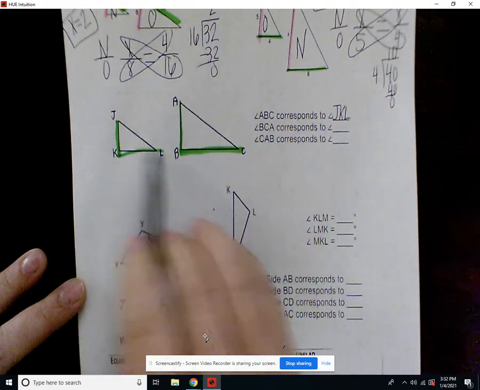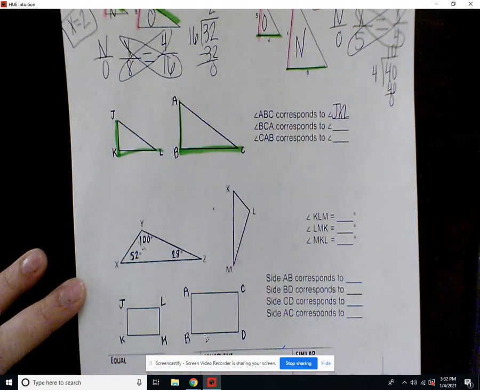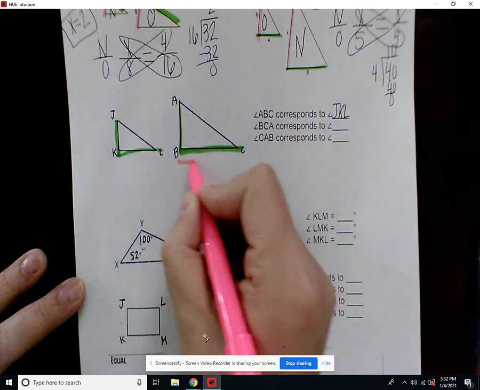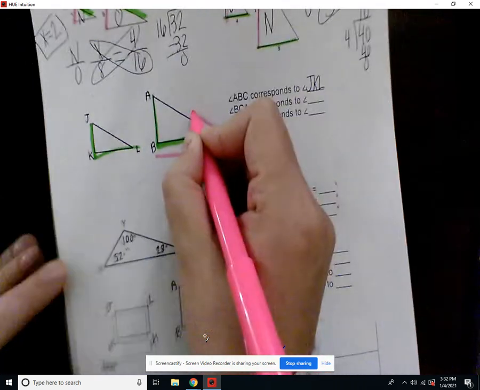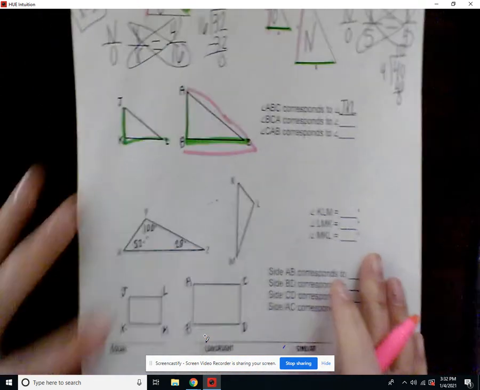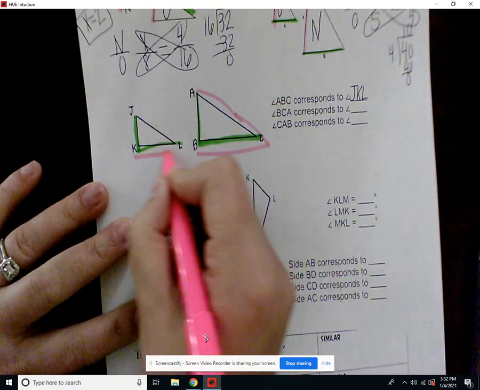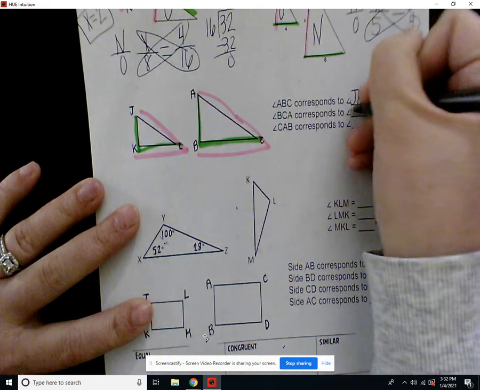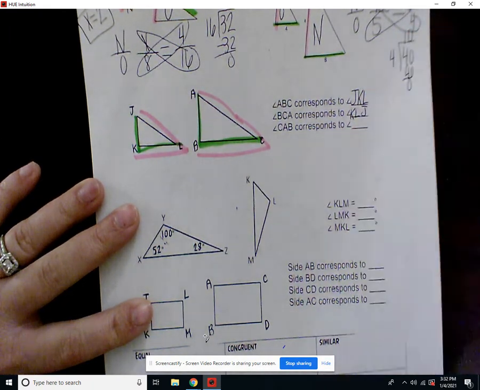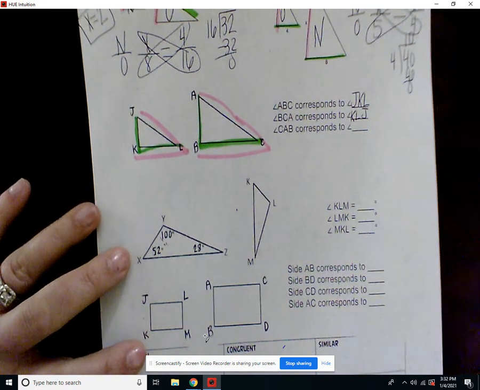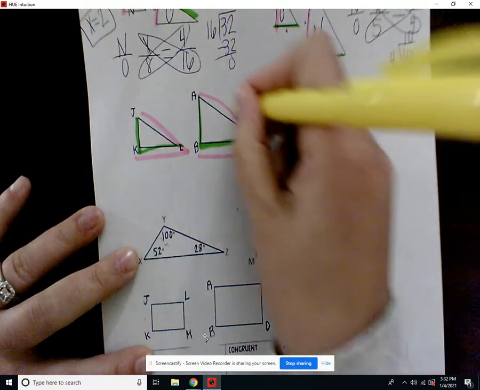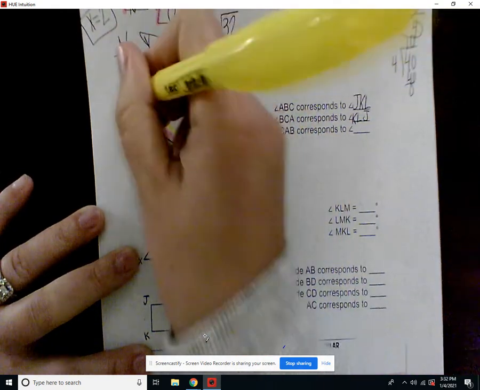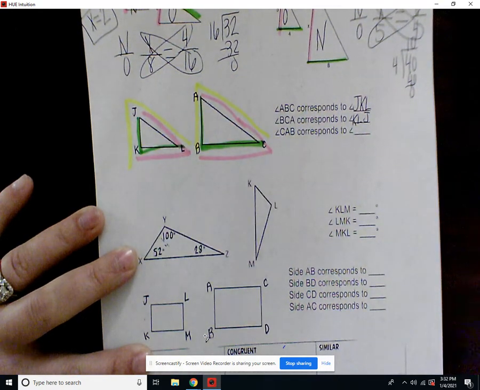So JKL. Okay, so I'm going to take a different color. This time we have BCA. So B to C to A. Same order, so K to L to J. So write that in KLJ. All right, and our next one we have CAB. So C to A to B. Then we have L to J to K.